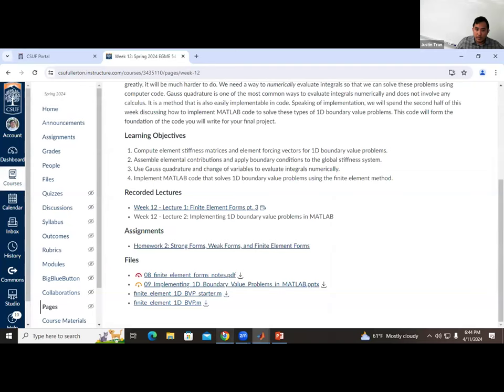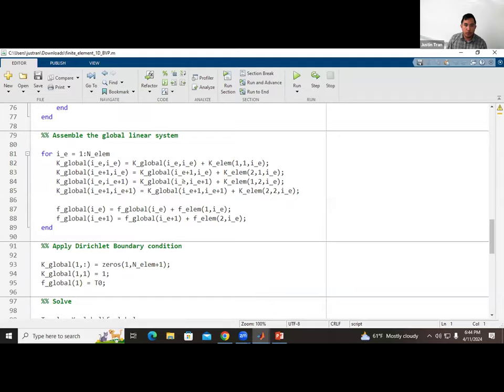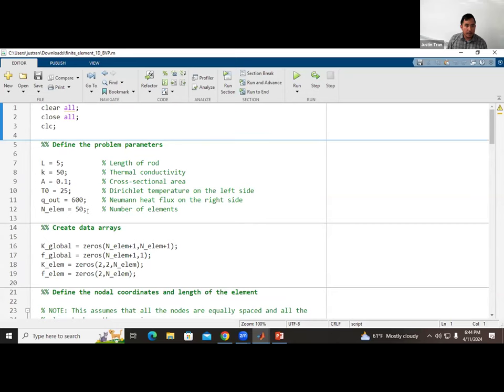Let me go ahead and download this here. So this has everything implemented into it. This is the finished code right here. You can see the assembly and the Dirichlet boundary conditions were implemented. Let me show you what happens when you run the code. Let me actually change this to 5 elements just so you can see. I'm going to go ahead and run this code.